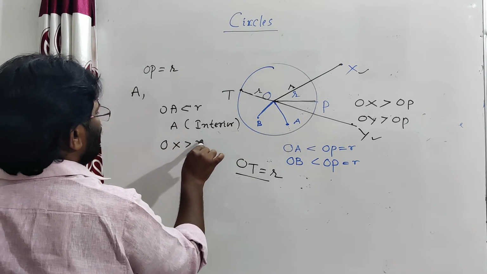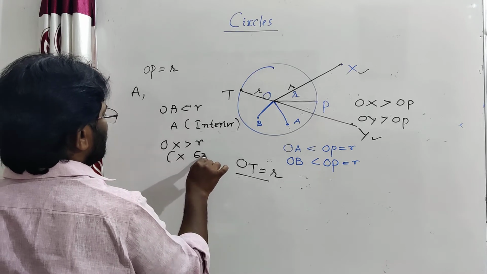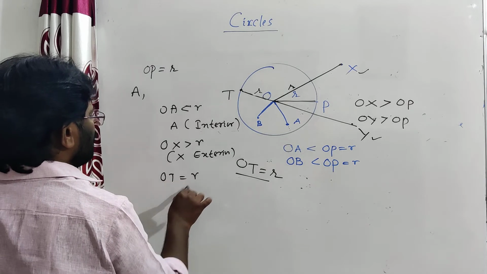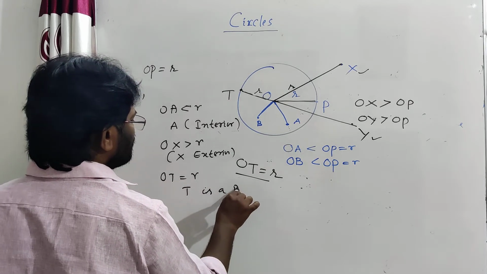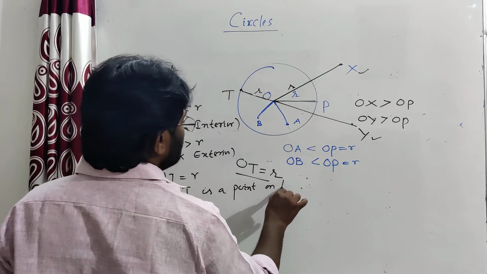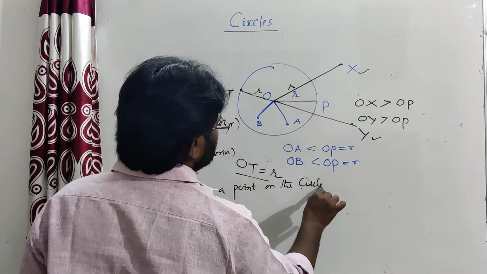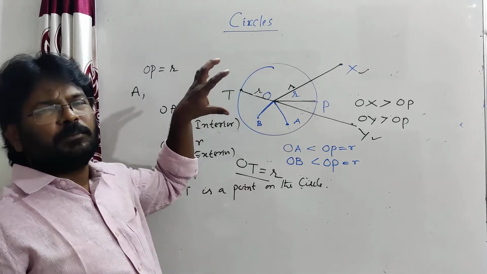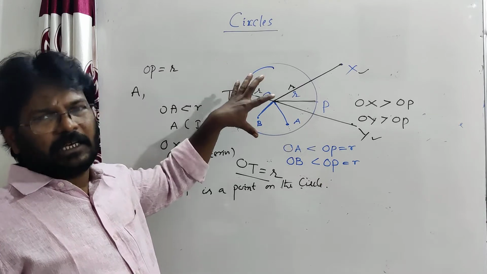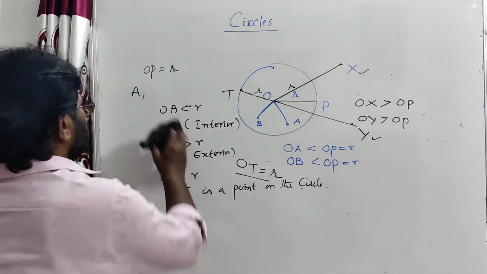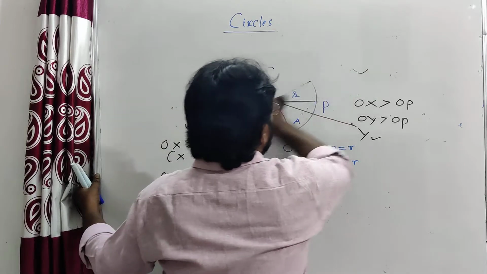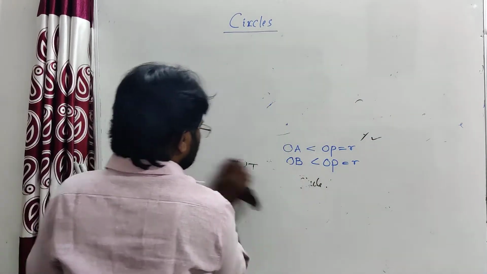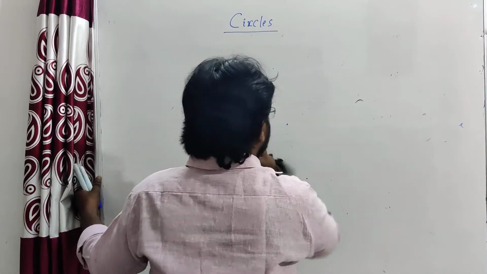OX is greater than R. X is exterior. OT is equal to R. T is a point on the circle. This is a division of points by a simple closed figure, here a circle. So now we are going to discuss parts of circle and some types of circles.